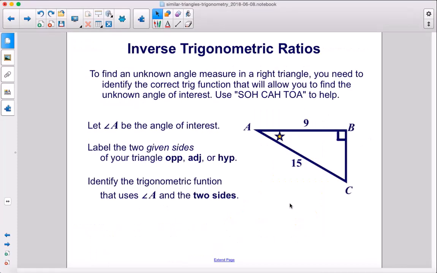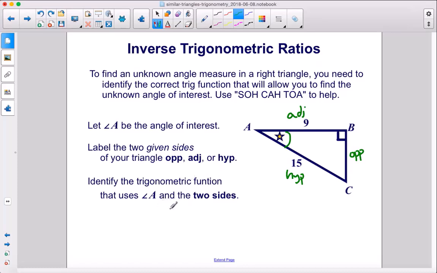To find an unknown angle measure in a right triangle, you need to identify the correct trig function that will allow you to find the unknown angle of interest. Use SOHCAHTOA to help. Let angle A be the angle of interest, which is right here. Label the two given sides opposite, adjacent, or hypotenuse. So we have opposite, adjacent, and hypotenuse. Identify the trigonometric function that uses angle A and the two sides. So here we have values here and here, so adjacent and hypotenuse. So which trigonometric function involves the adjacent and hypotenuse?